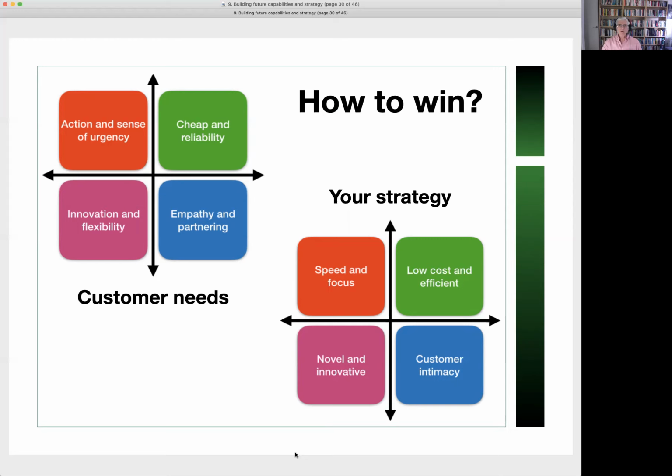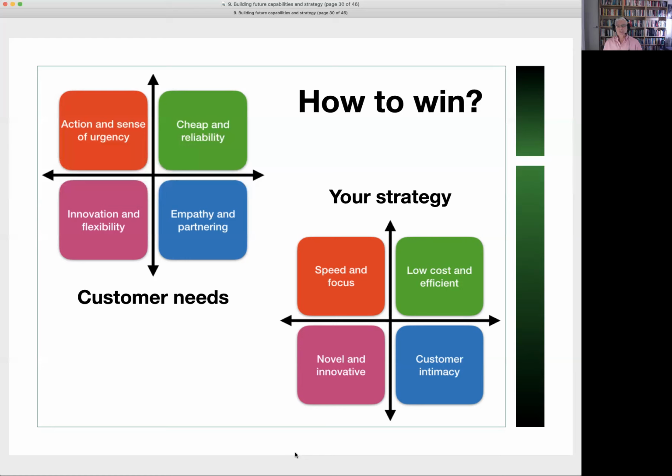Now, why do those four not combine well on a diagonal basis? Well, it's pretty simple. You can be fast, you can be cheap, you can be intimate, and you can be innovative. But you can't be fast and intimate. You may want to think about that, gentlemen. It's very hard to be fast and intimate at the same time. And you can be cheap, but you can't be cheap and innovative. So in a sense, the vertical and horizontal combinations will work: fast and low cost, low cost and intimate, intimate and innovative, innovative and fast.